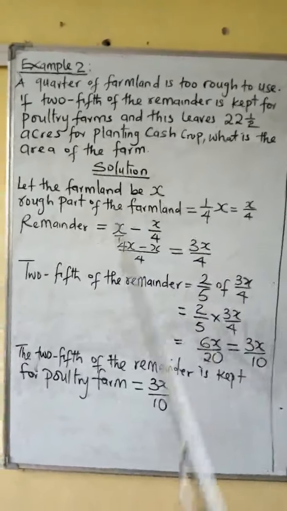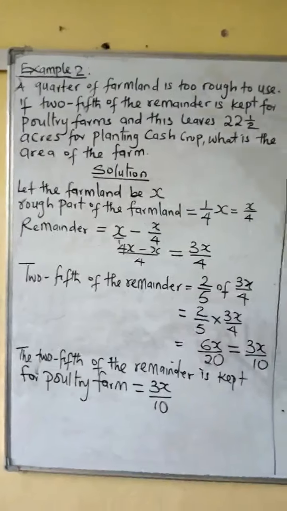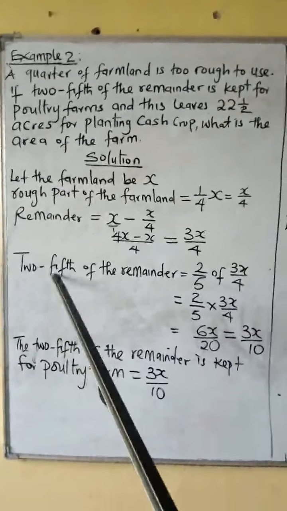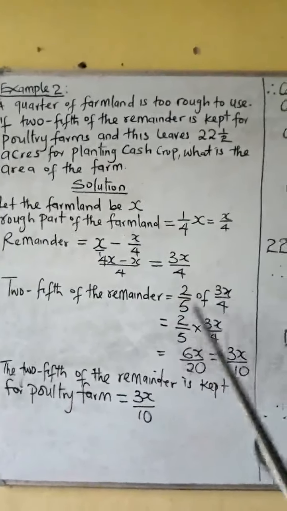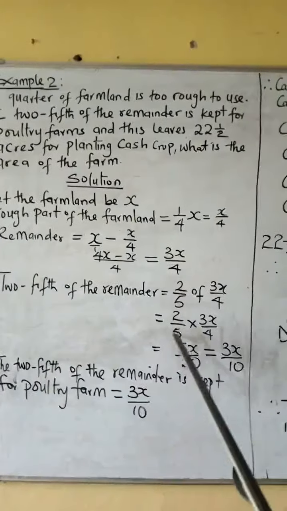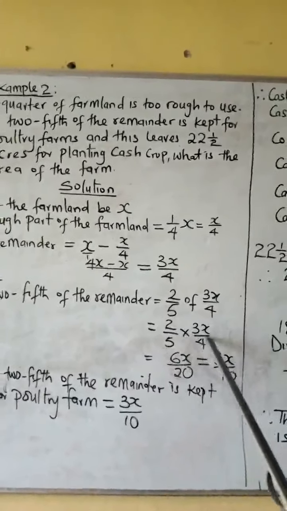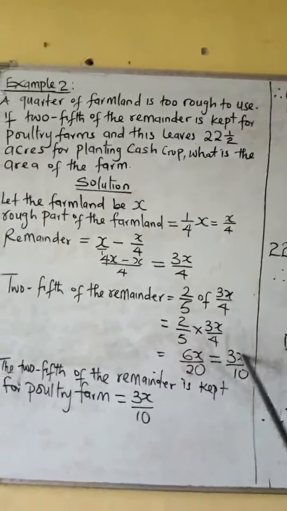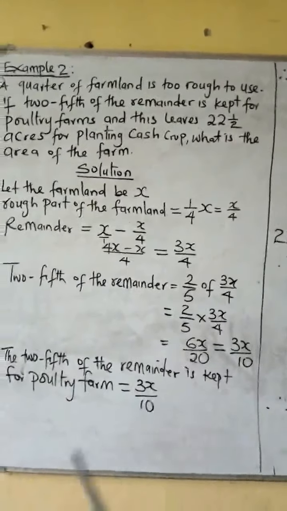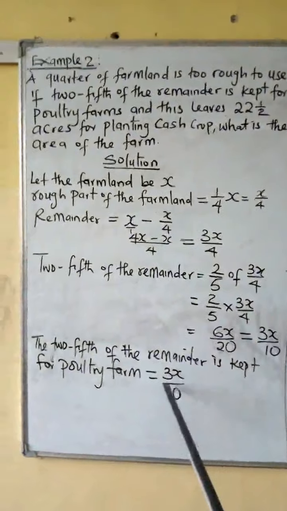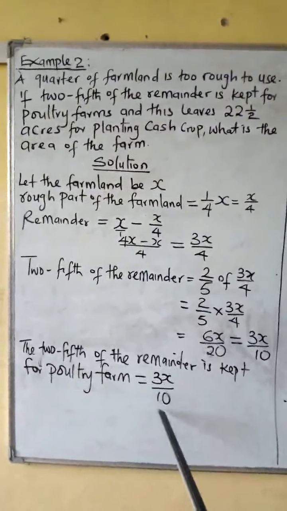From the question, 2/5 of the remainder is kept for poultry farm. So 2/5 of the remainder, what is the remainder? 3X/4. So 2/5 of it will give you 2/5 times 3X/4. Simplify, it will give you 3X/10. So 2/5 of the remainder is kept for poultry farm. So the portion that is used for poultry farm is 3X/10.